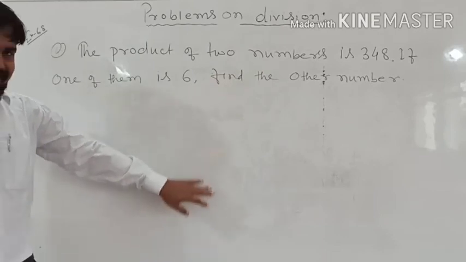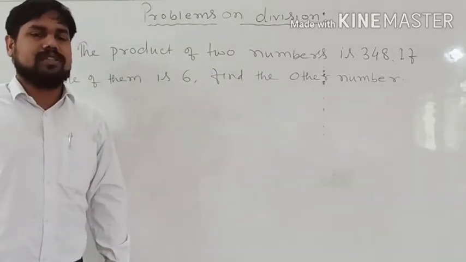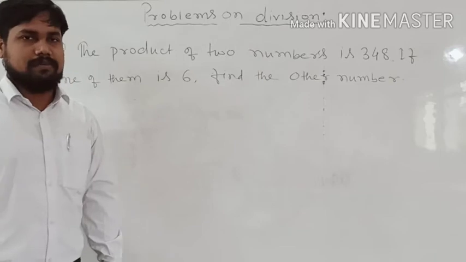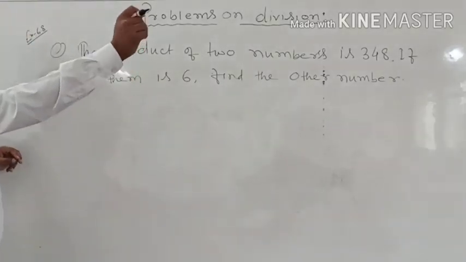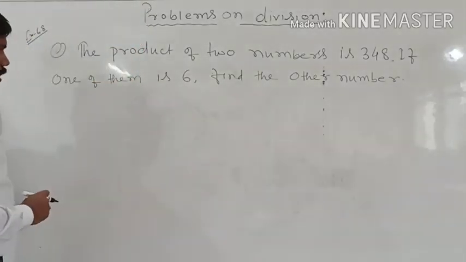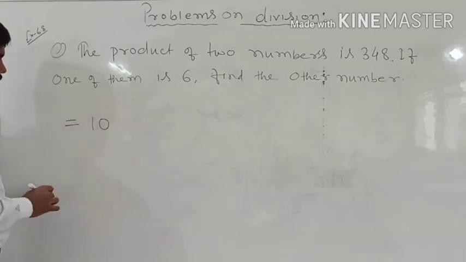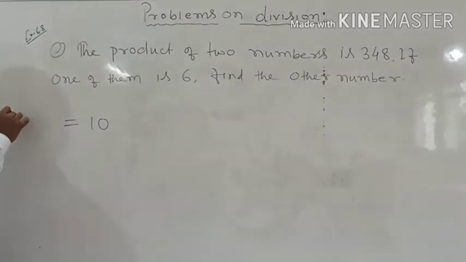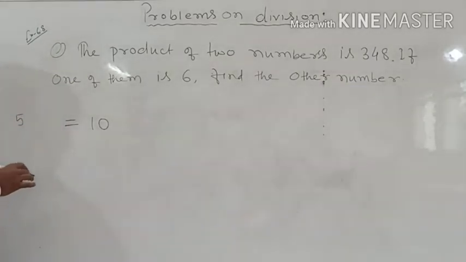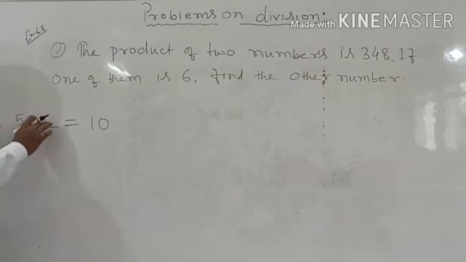So to understand this also, we will relate this with a small example. Suppose I am saying कि the product of two numbers is 10, and suppose I am telling कि one number is 5. So what will be the other number? This is the question. One number is given, and you have to find the other number.